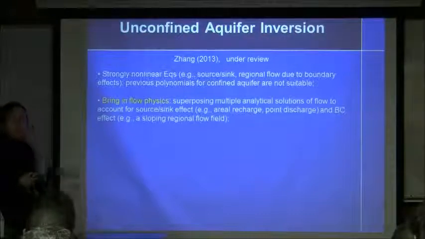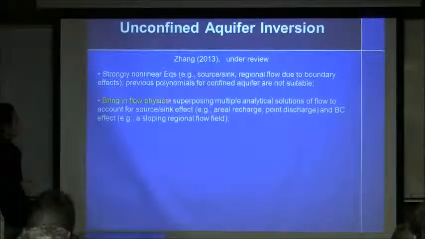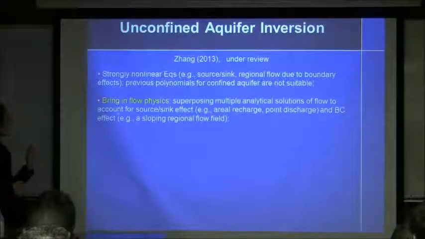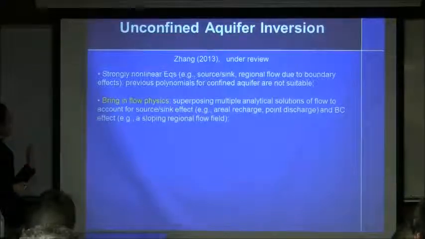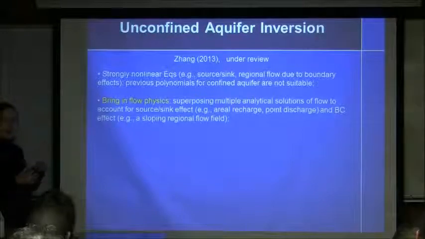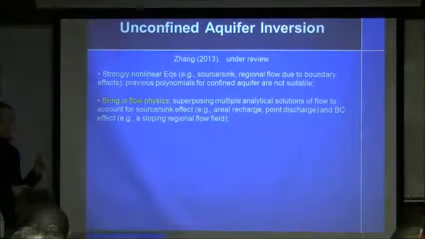The difference between the earlier polynomial and the new method is that we superpose multiple analytical solutions. Each solution describes some source of either source-sink effect or large-scale boundary effect. So in hydrology, when we assume a homogeneous isotropic aquifer, we can write individual analytical solutions for different types of physical problems.